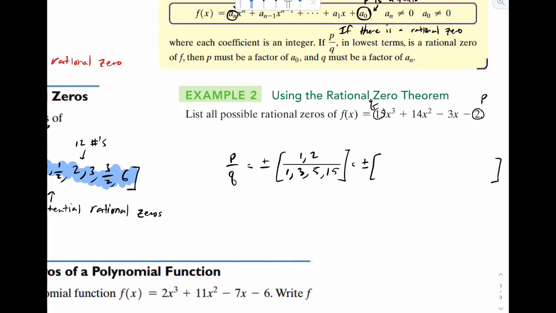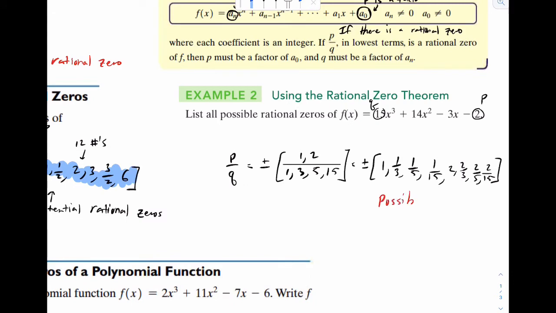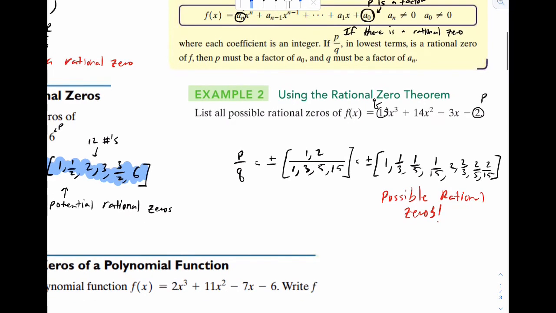So let's start at the top. So 1, 1/3, 1/5, 1/15. Let's write that. And then so it's 2 now, 2, 2/3, 2/5, 2/15. And again, you have to understand that these are the possible rational zeros. Just what is possible. Doesn't mean they all work, just the possible. Okay, let's circle that. And now let's use the theorem.